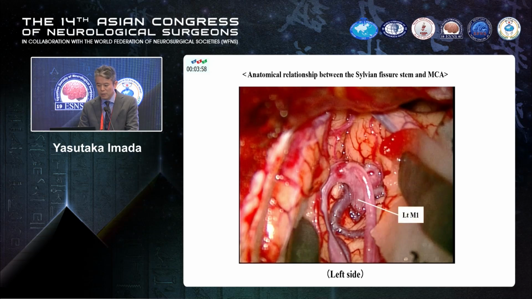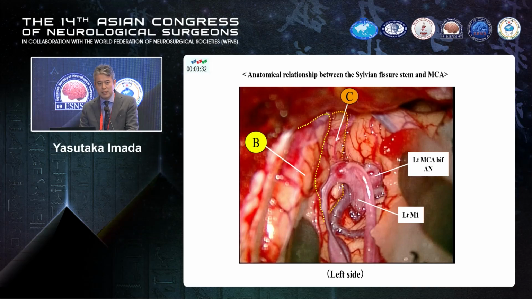This is the case of a left-sided MCA bifurcation aneurysm. In this case, we dissected only the A and B surfaces. We didn't dissect surface C. However, we could expose the left M1 distal and the aneurysm. But in the case of a large aneurysm or short M1, we have to dissect surface C.